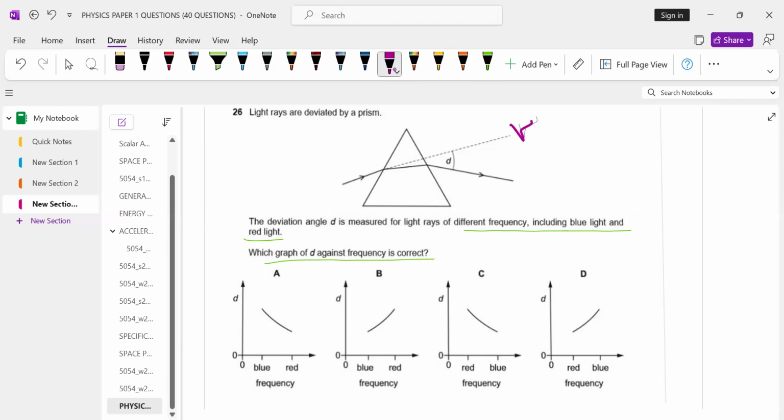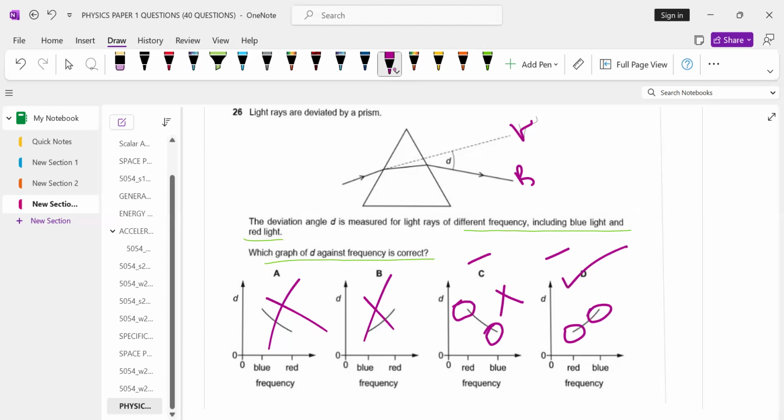So option C or D, one of them would be correct. But in option C, you can see, and this is blue color, this bends more. The red one is above and the blue one is down. So option C is also incorrect. Option D is correct. The red one is down and the blue one is up. So this shows the bending. So option D is correct for question number 3.